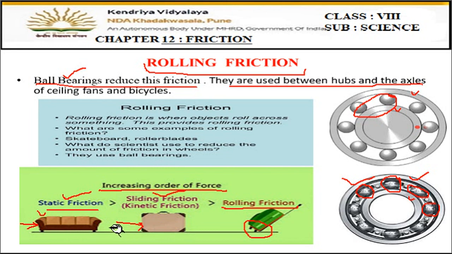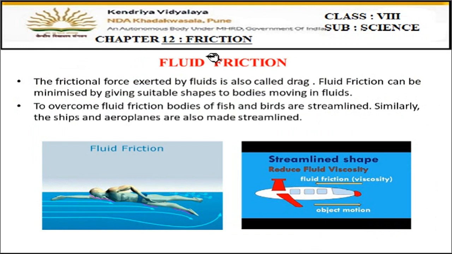If something is already sliding, and you want to continue sliding it, then sliding friction will work there. Okay, and if something is rolling, when one solid surface is rolling on the other surface, then rolling friction is acting between the two surfaces. So the strongest one is the static friction and the weakest one is the rolling friction among these. Okay, so this is the increasing order of the force of friction. Now next is fluid friction. Fluid friction means the friction which is present in fluids, liquids.